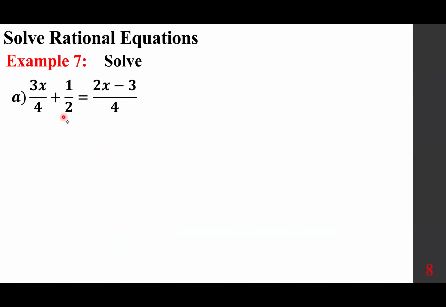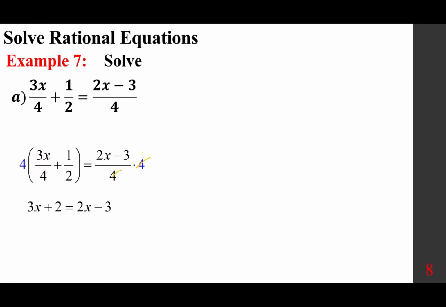We want to solve this equation. As you can see, it's a rational equation. You look at the denominators, which are 4, 2, 4, and therefore 4 is the LCD. You multiply both sides by 4. When you multiply this one by 4, this goes away and becomes 3x. When you multiply 4 by 1/2, you get 2. When you multiply this by 4, this goes away. So the right side is very clear.